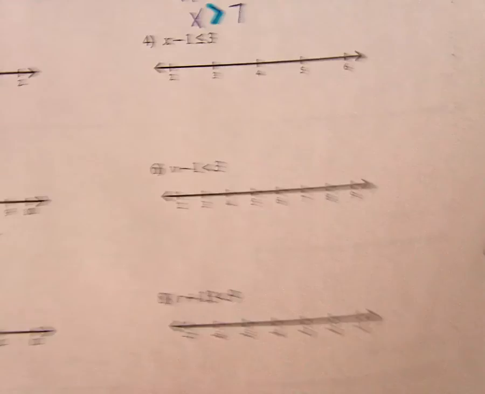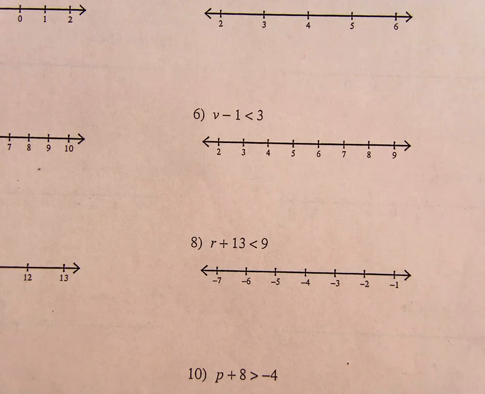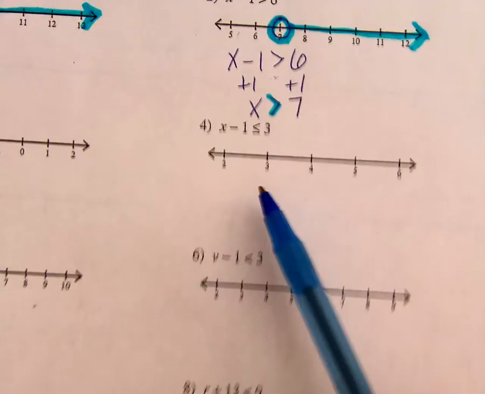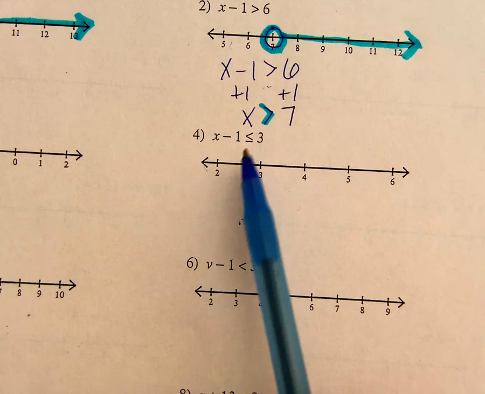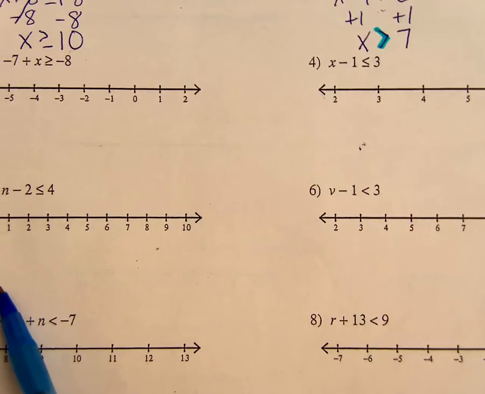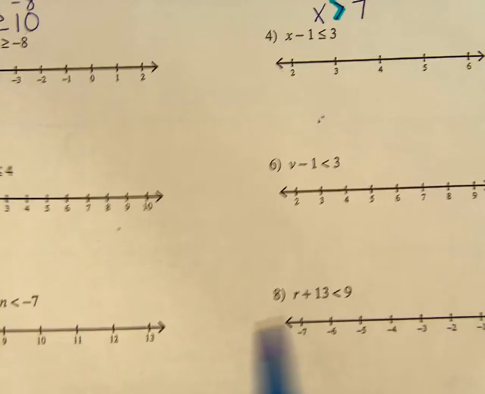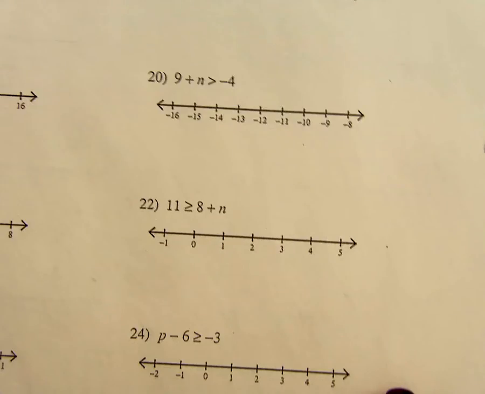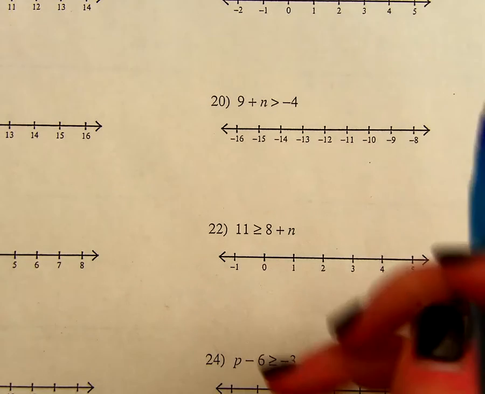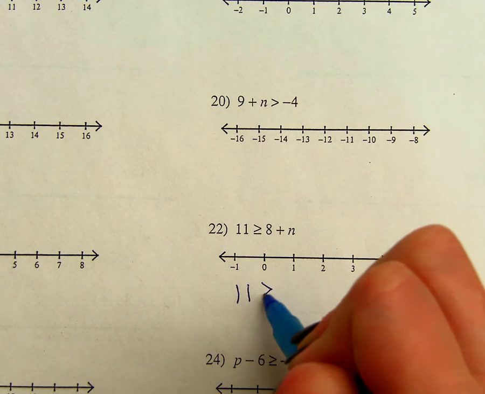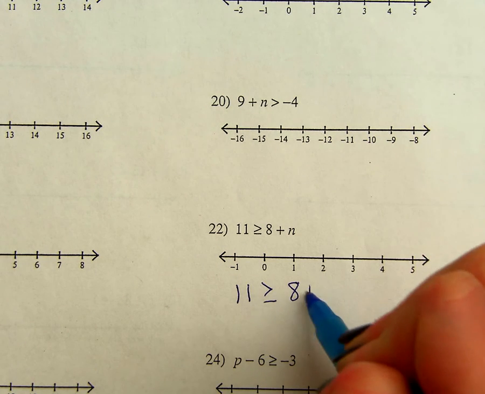You are completing the entire worksheet, so please make sure you show all of your work. You need to show me these steps to balance the equation, and then you need to graph. Please make sure that when you get to the back, I will do this one with you. I'll do number 22, so flip your paper over.